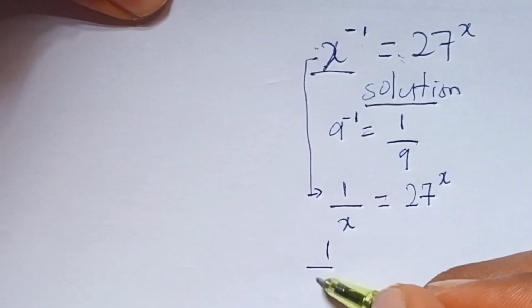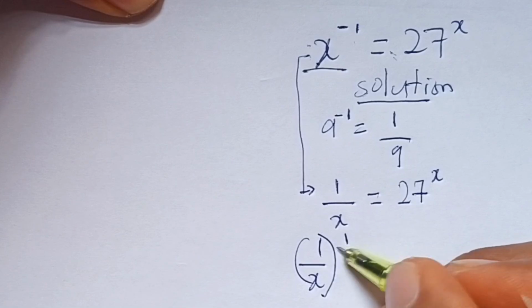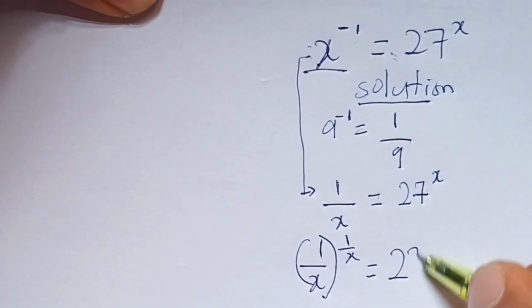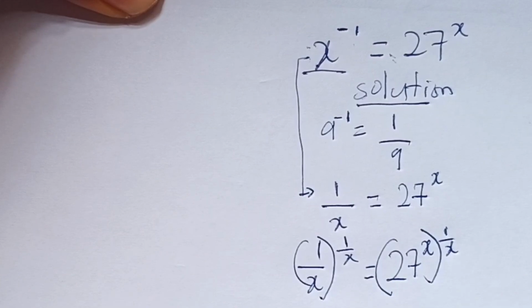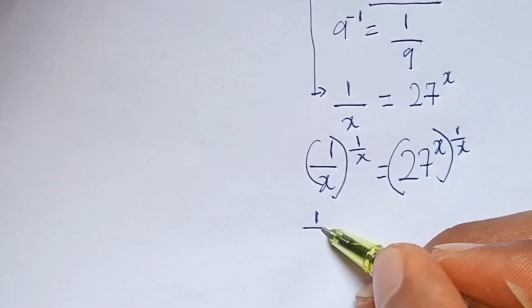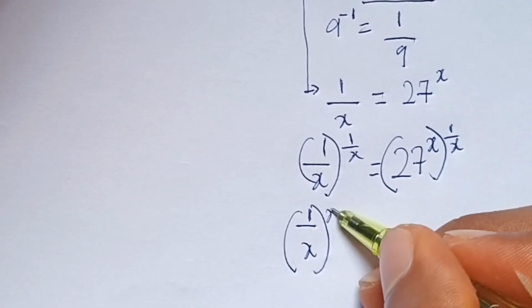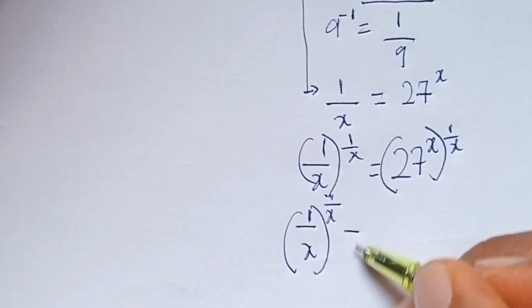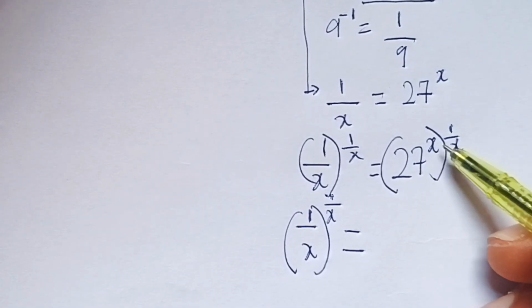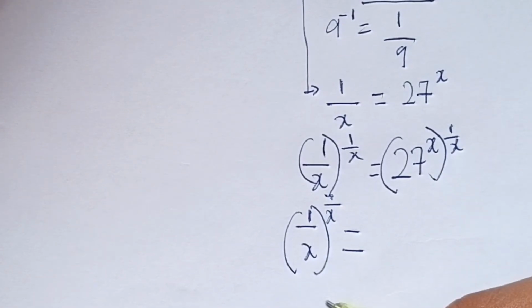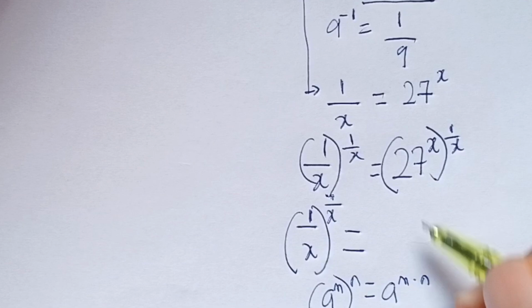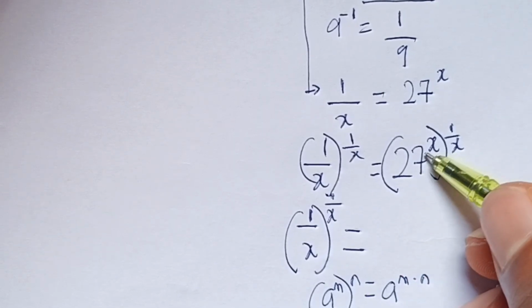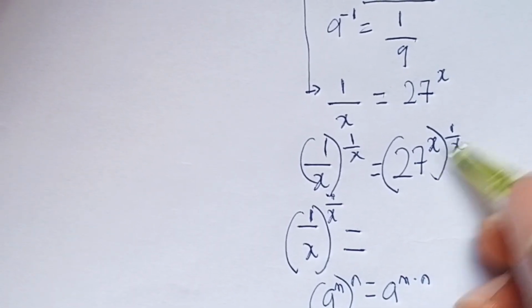So we have 1 over x all raised to the power of 1 over x to be equal to 27 raised to the power x all raised to the power 1 over x. Okay? We now have 1 over x all raised to the power of 1 over x to be equal to, now 27 raised to power x all raised to power 1 over x follows from the rule that a raised to power m all raised to power n is equal to a raised to power m multiplied by n. Hence, this one will become equal to x times 1 over x, which is equal to 1.